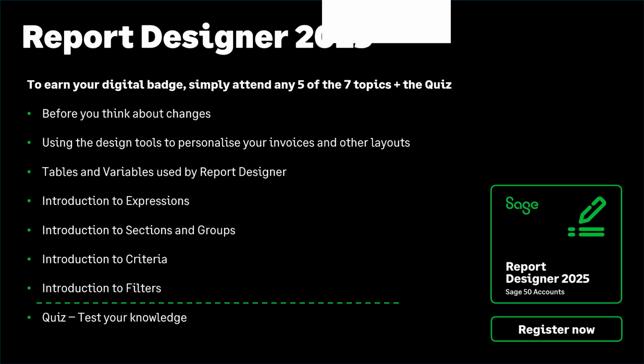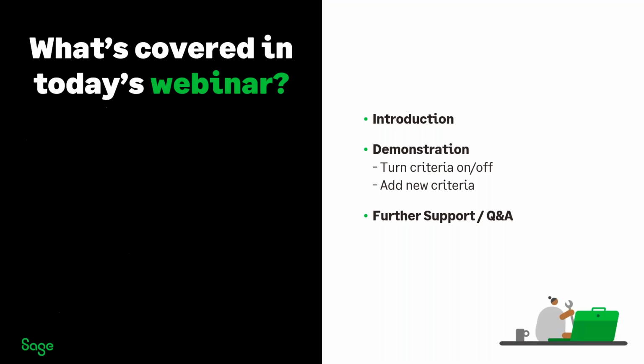For this session, the introduction to criteria, we'll start with a brief introduction, and then, similar to the other sessions we've been running, we want to get stuck into the demonstration. Report design is a very visual thing to learn, so you'll want to see that in action. You'll want to see the steps involved and what reports look like before and after when we turn criteria on and off, and how we can go about adding new criteria as well.